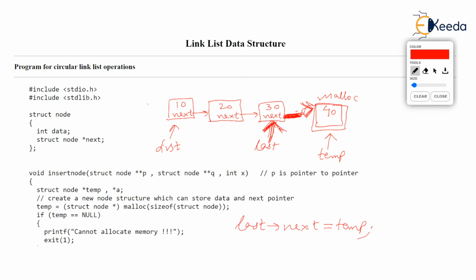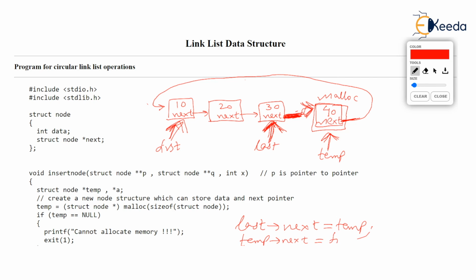One more line that we will execute is temp arrow next. See the next pointer of the node where temp points. This temp arrow next should point wherever first is pointing, and first is pointing to 10, the node which stores 10. So temp arrow next will point to 10. So that's another line that we will have to write. Temp arrow next should be equal to first.